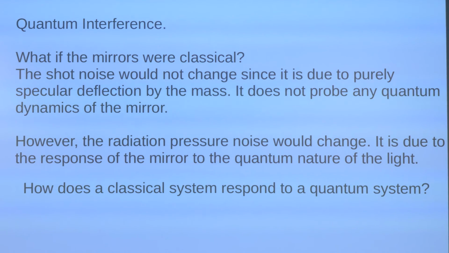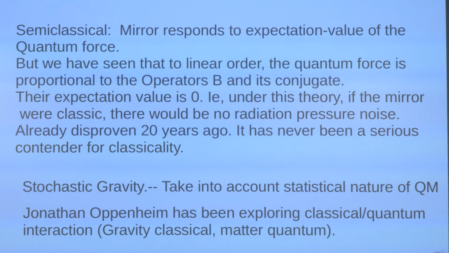Well, one of the favorite systems is semi-classical physics, right? Semi-classical physics is that the gravitational field interacts with the expectation value of the quantum operators. But that's silly here, because the expectation value of all of these B's and B daggers, and remember that the noise coming out was linear, their expectation value is all 0. So in the expectation value, there's no noise. So that would say that the mirror introduces no noise whatsoever.